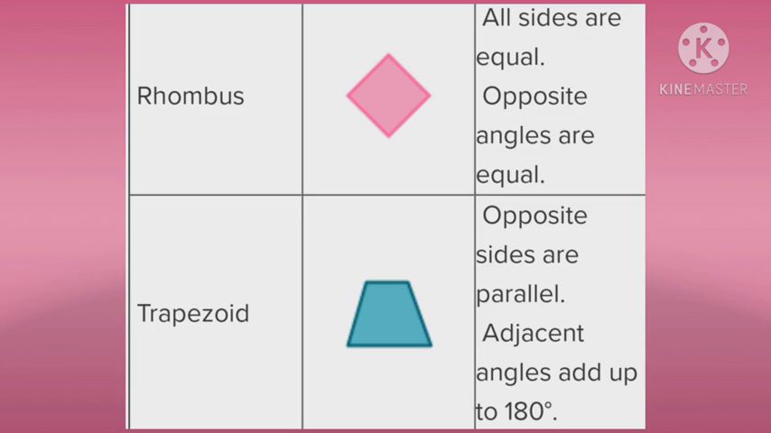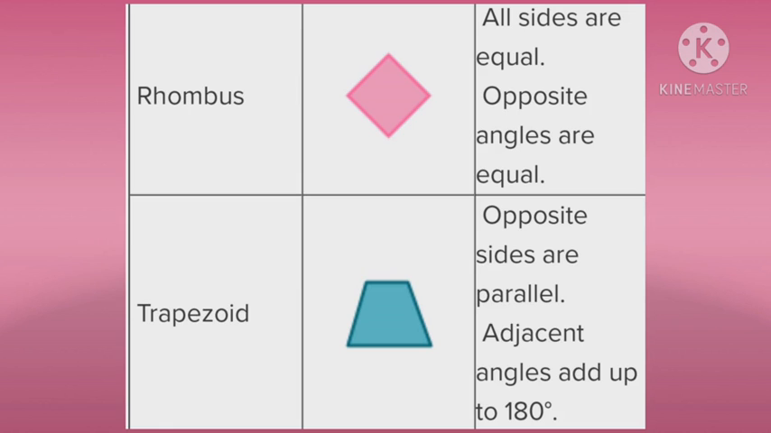Next is rhombus. First, opposite sides are parallel, all four sides are equal, opposite angles are equal, diagonals perpendicularly bisect each other. The four properties of rhombus: opposite sides parallel, all four sides equal, diagonals bisect each other.